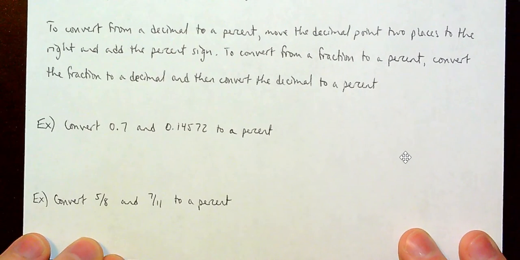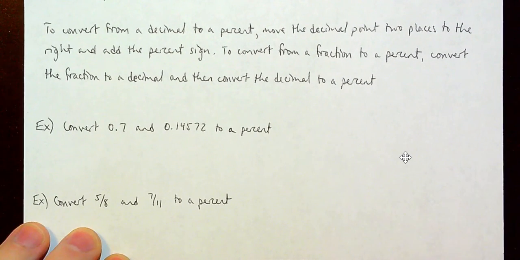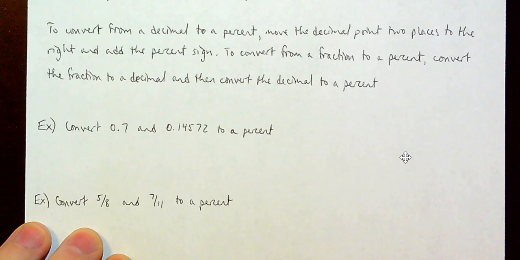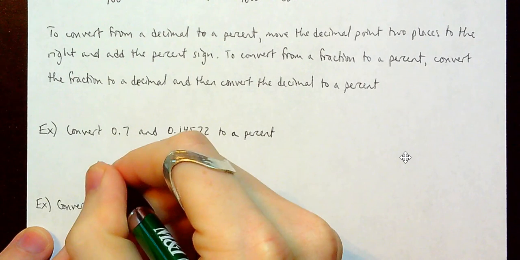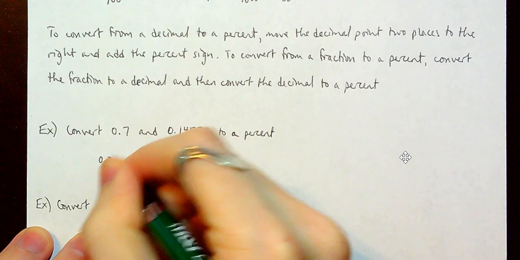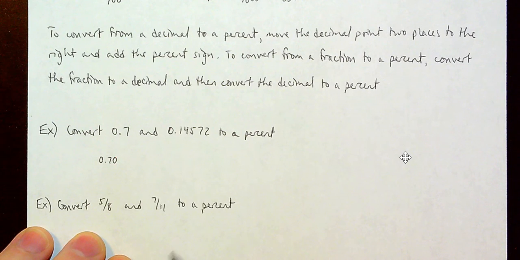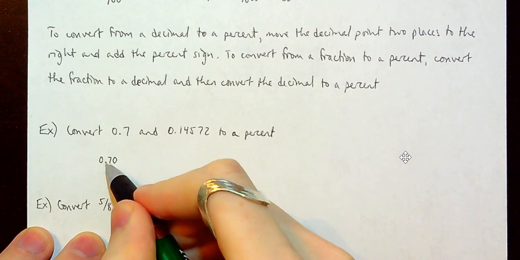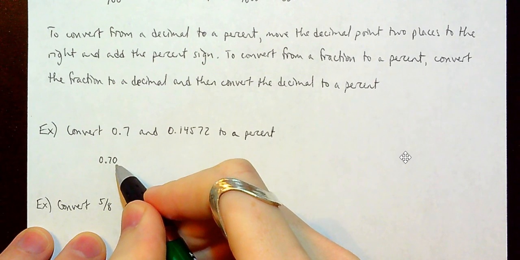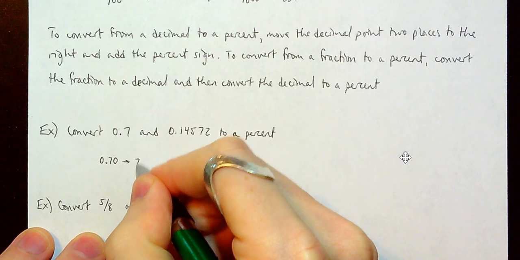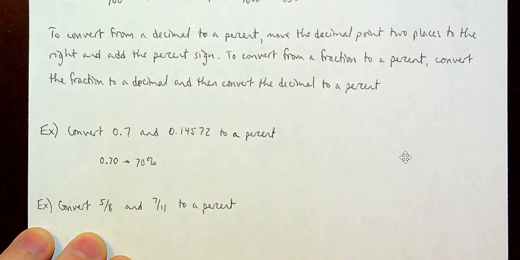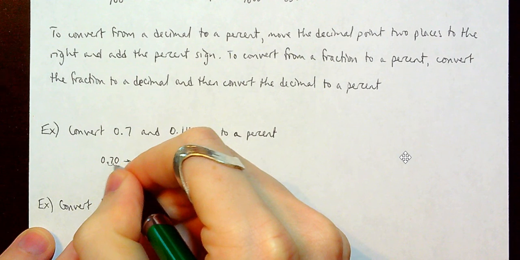So again, a couple sample problems of each here. Convert 0.7 and 0.14572 into a percent. 0.7. I'm going to put the 0 afterwards. You'll see why. Take our decimal point, 2 places to the right. We get 070 or 70, and we tack on the percent sign.